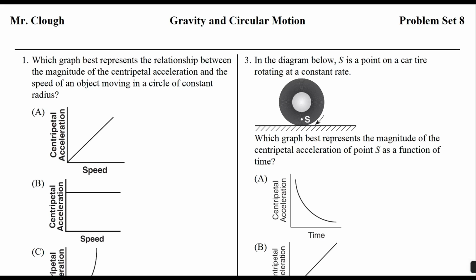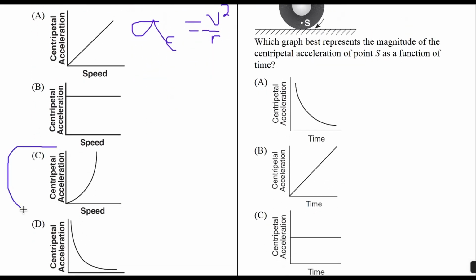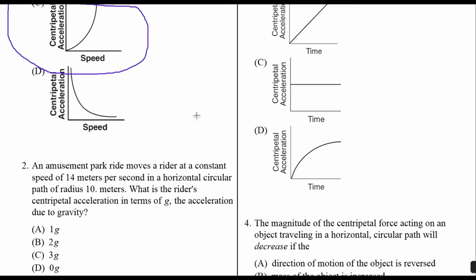With this question, they want us to figure out what graph goes with the centripetal acceleration versus the speed. We're going to use the equation for centripetal acceleration, a equals v squared over r. According to this, the relationship between centripetal acceleration and velocity is a squared relationship. So we're going to pick the squared graph right there, C.